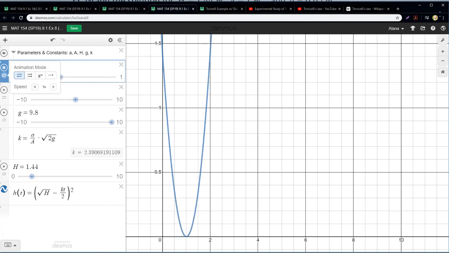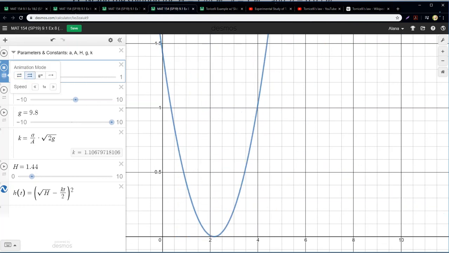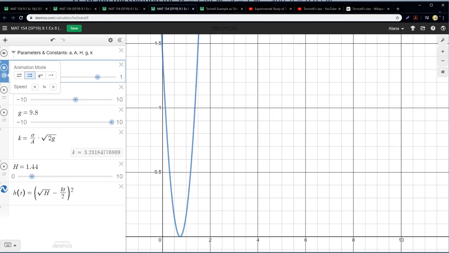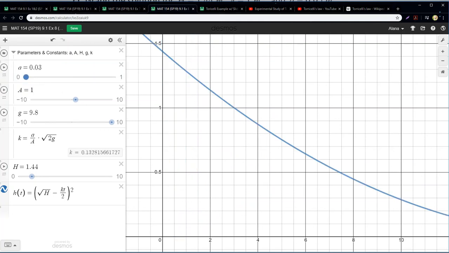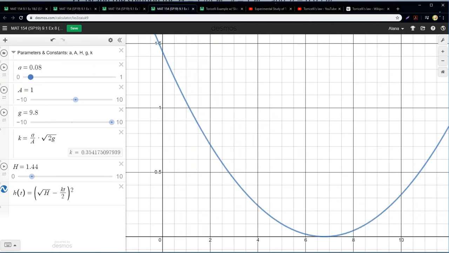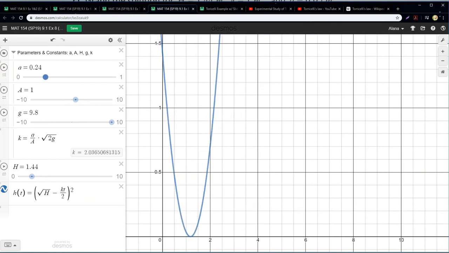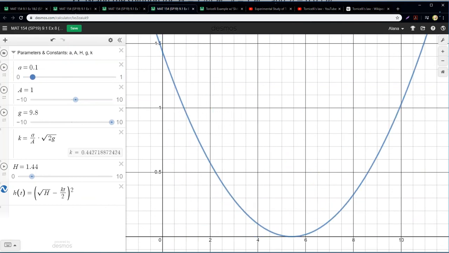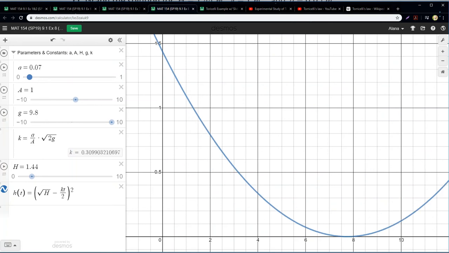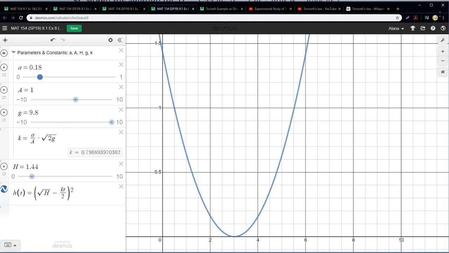So here, let me make it just go one direction. If I make it go from small values of A to large values of A, think about what's happening. Little a is how big the hole is at the bottom of the tank. If you have a very small hole at the bottom of the tank, it takes a while for the tank to drain. But if you have a very large hole, then it's going to drain really quickly.